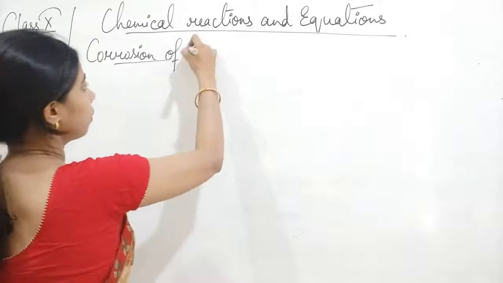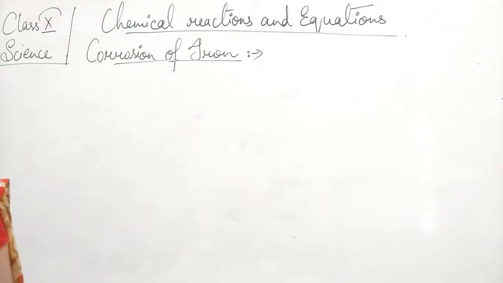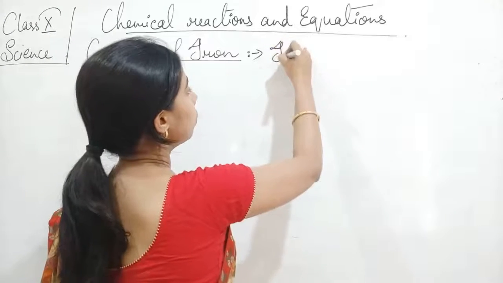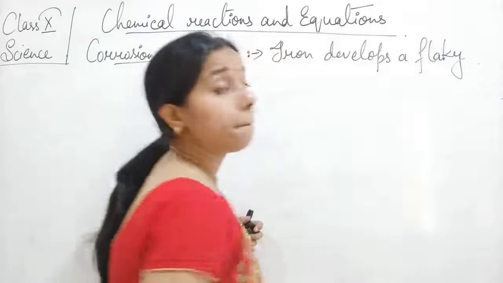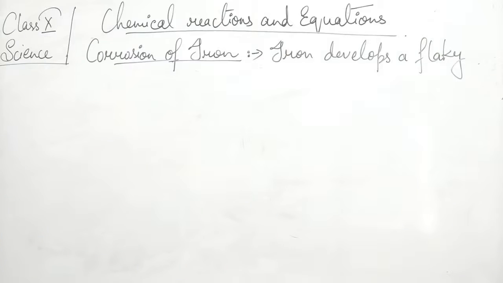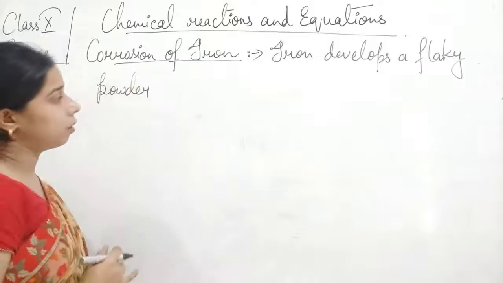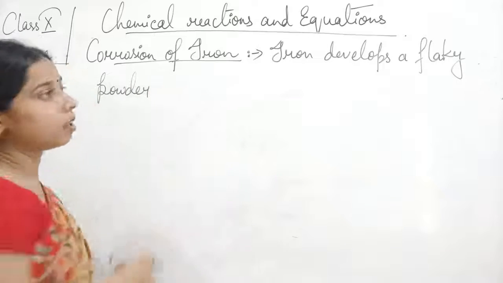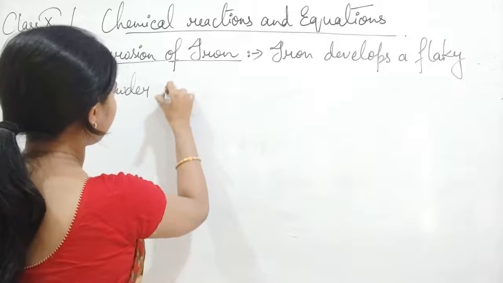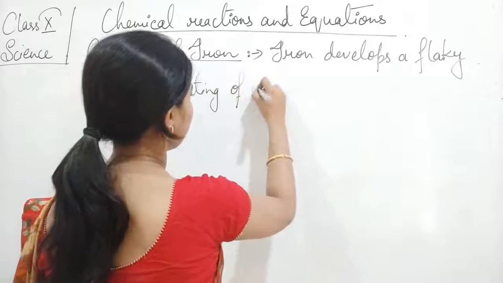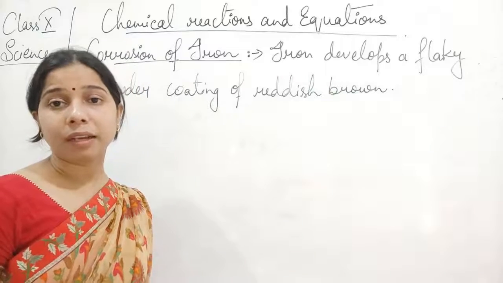Okay, corrosion of iron. Now you see here, students, here iron also forms a flaky powder, a flaky powder coating of reddish brown color, which is basically hydrated iron oxide.